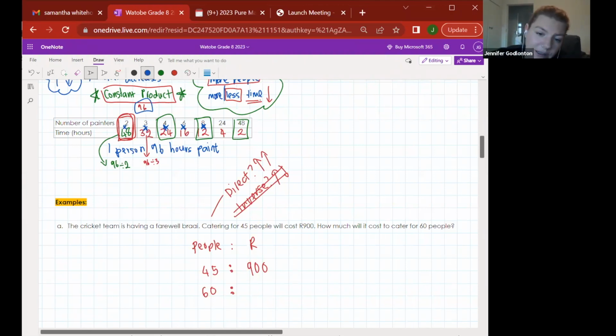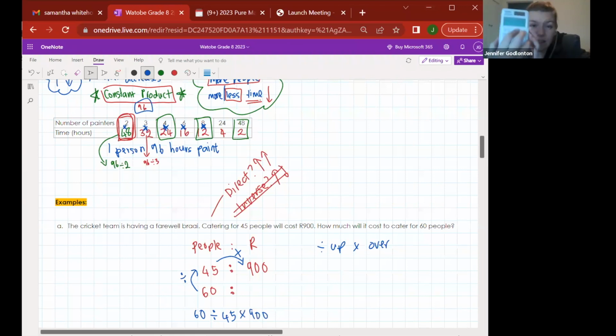So you look at the column where you have both answers and you divide up. So in this case, I'm saying 60 divided by 45. And you times over. So you divide up and you times over. So then we're going to say times 900. You can chuck that straight into your calculator like that. So 60 divided by 45 times by 900, and you'll get your answer of 1,200 Rand. So divide up times over. Always works. When you're working with ratio, it will work every time.